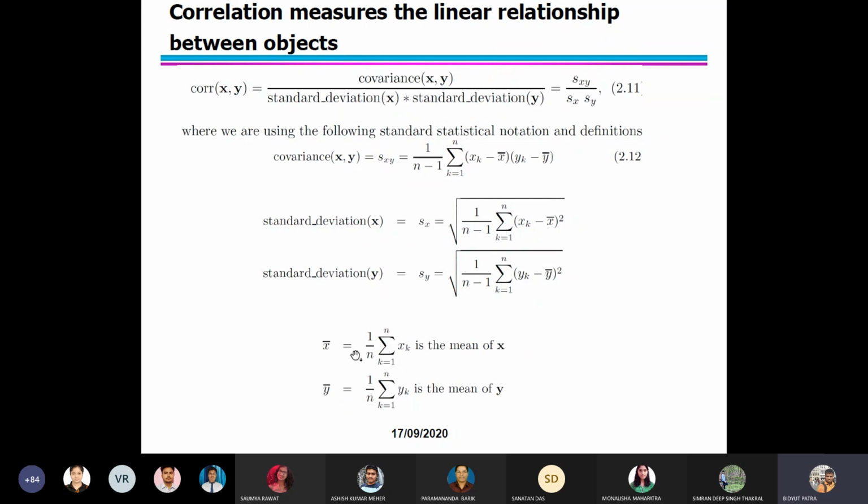So x bar is defined as the mean, and y bar is nothing but the mean. This Pearson correlation is heavily used in recommender systems. In recommender systems, very often we compute the similarity between two objects, or even between two customers, using Pearson correlation.